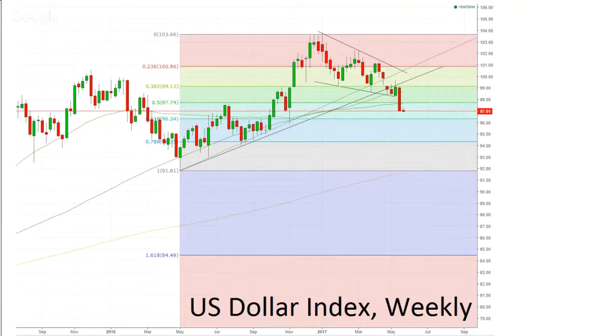Still, this index is a generally good measure and a good way to analyze the US dollar versus a number of currencies and not just one currency. And well, here the technical picture definitely shows us that the asset has broken several important support levels, and the picture is definitely bearish.